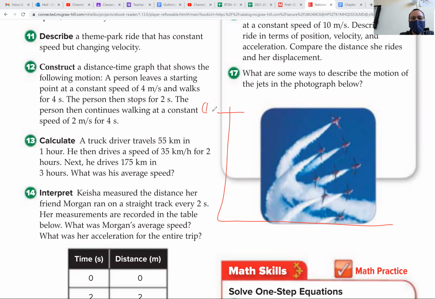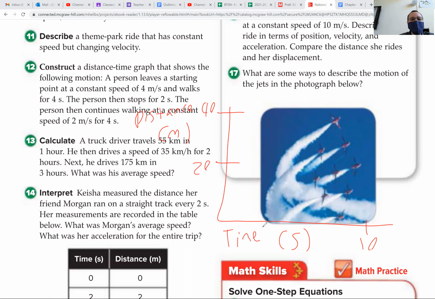I'm gonna draw this up at 40. I'm gonna draw this at 20. I'm gonna draw this, we go for 4, 2, and 4. So we're gonna go all the way out to 10, okay? And this is meters. And then this is time in seconds, okay? Time in seconds. So distance in meters, we have time in seconds.